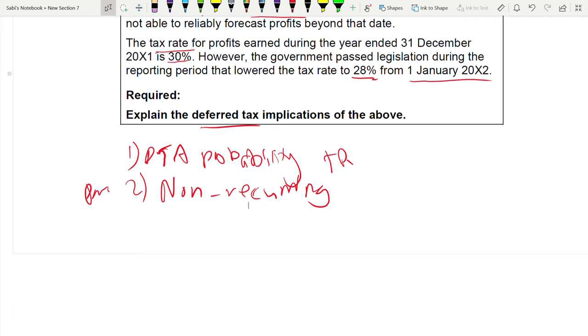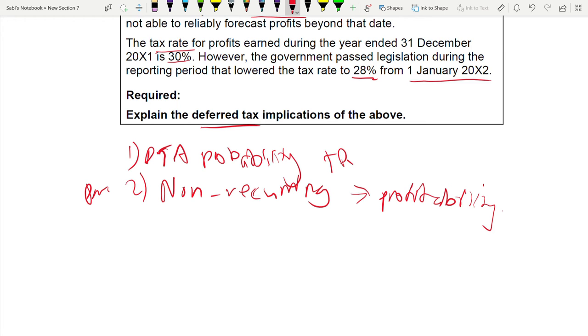It implies they can return to profitability. I'm using an arrow, but you have to write in proper sentences, okay? Possible, no? If it's not recurring, not every year, it's not a normal thing, that means a tax loss suddenly happened, and next year they can return to profitability. Chances are there, right? This is what you need to write.